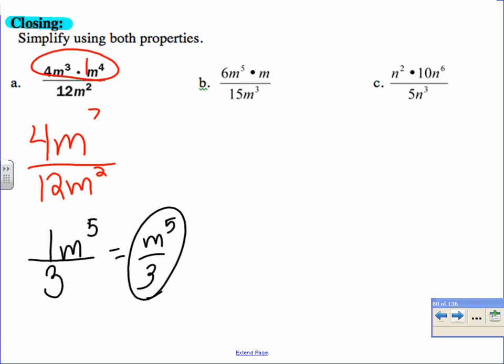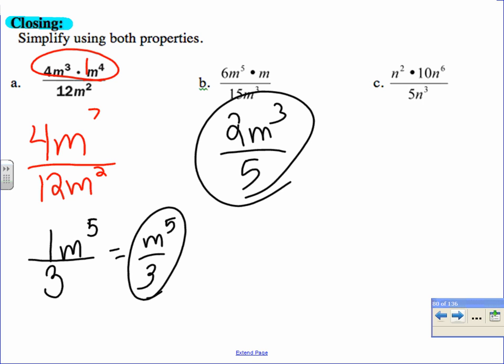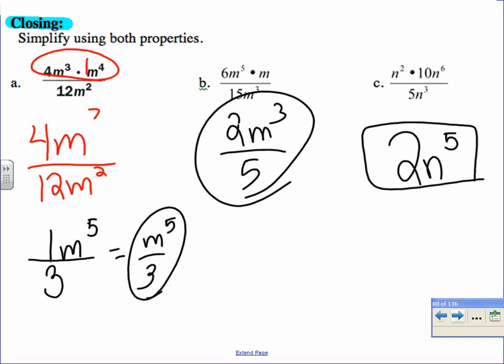Jeremy, how'd you get 6 to the third? Where'd your m go? Yeah, but you can't get rid of the m. You can't get rid of the m's. Okay. All right, Sean, letter B. Good. 2m to the third over 5. That is completely simplified. Donatus, letter C. Good. 2n to the fifth. Those are completely simplified. Annalise, question?